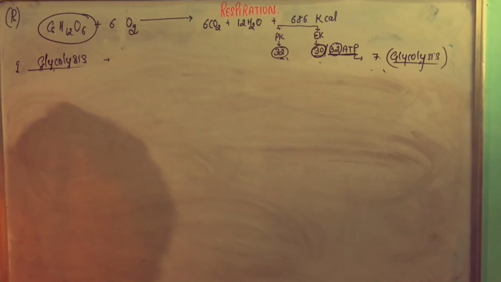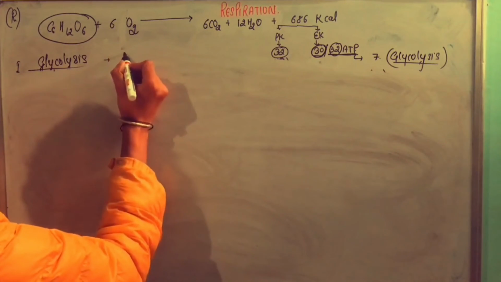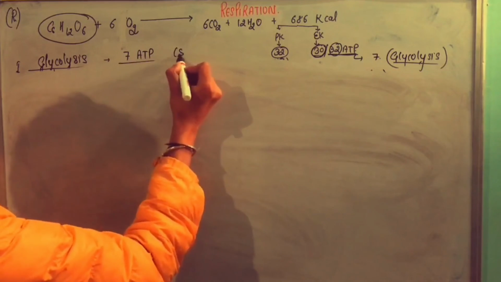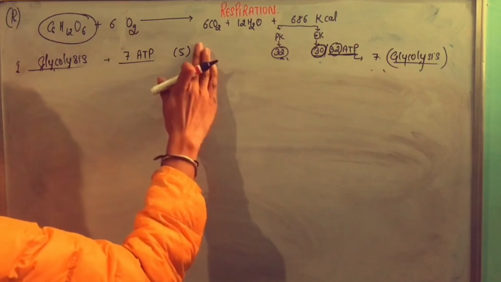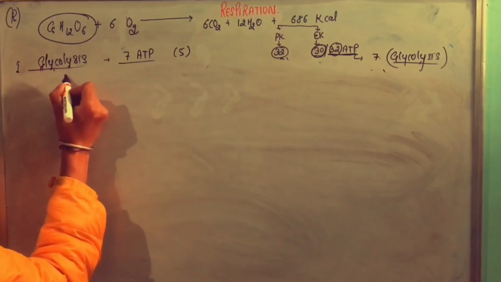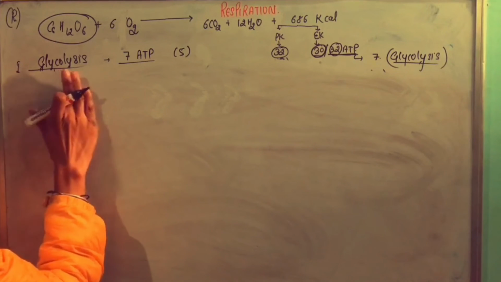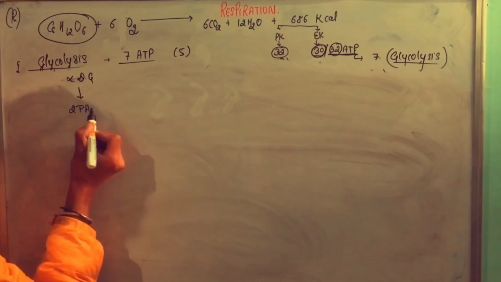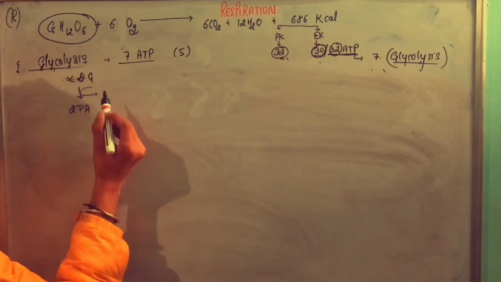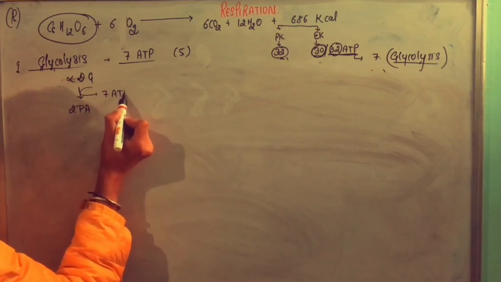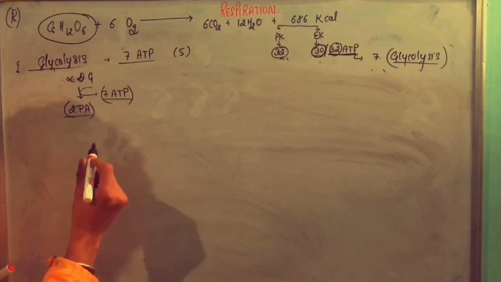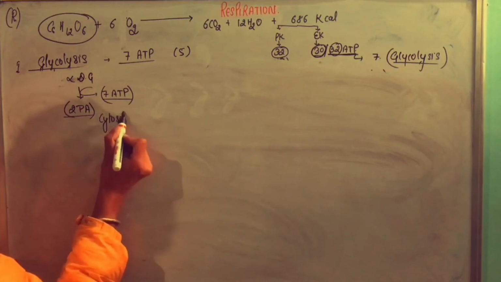Glycolysis: a total of 7 ATPs are formed, or 5 ATPs can be formed if FADH2 is involved. So one molecule of alpha D glucose is converted into 2 molecules of pyruvic acid. During this whole process, a total of 7 ATPs are formed. As the whole of glycolysis occurs inside the cytosol, therefore 2 molecules of pyruvic acid are also formed inside the cytosol.